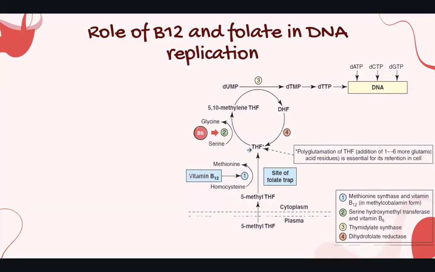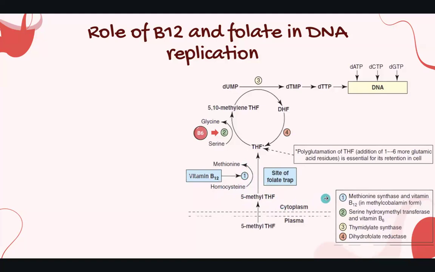So in order to do this conversion from 5-methyl tetrahydrofolate to tetrahydrofolate, you will need to give this methyl group over to something. You will need to transfer it somewhere. And who is responsible for accepting this methyl group? It is homocysteine. So homocysteine will take this methyl group from 5-methyl tetrahydrofolate, and in this process, it will become methionine.